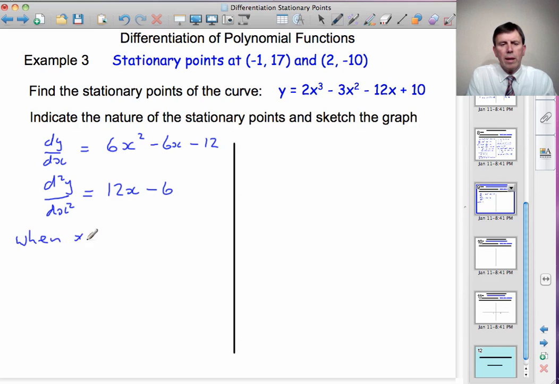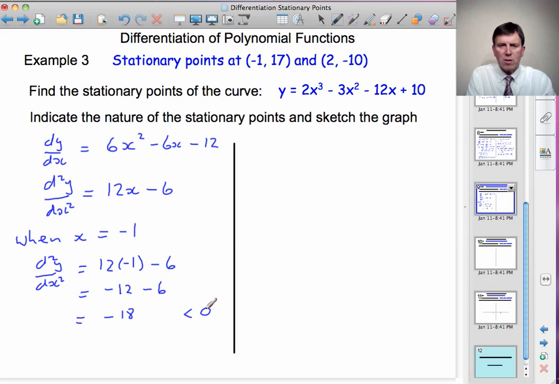When x equals minus 1, d2y by dx squared is equal to 12 multiplied by minus 1 minus 6, which is minus 12 minus 6, which is minus 18. And of course minus 18 is negative, it's less than 0. If the second derivative is less than 0 at a stationary point, we have a maximum. So I can say therefore a maximum at minus 1, 17.